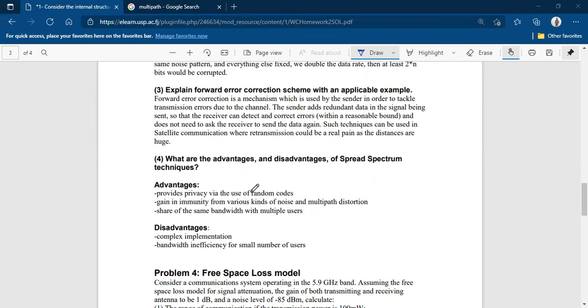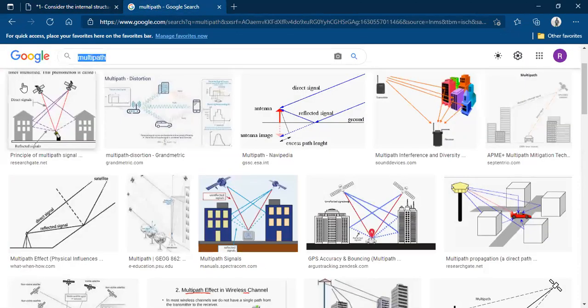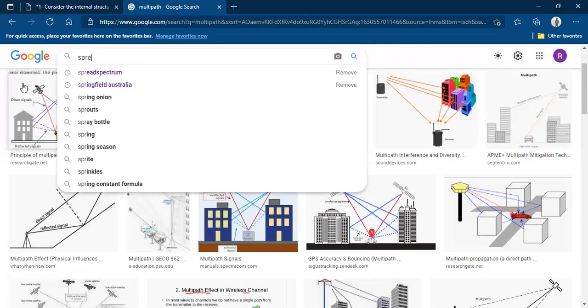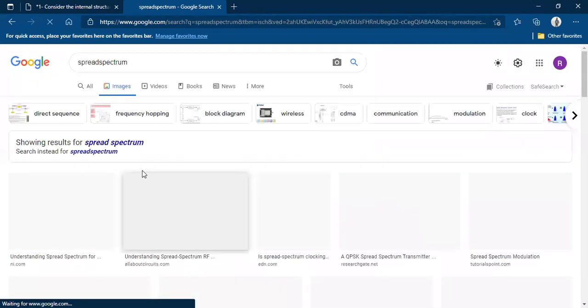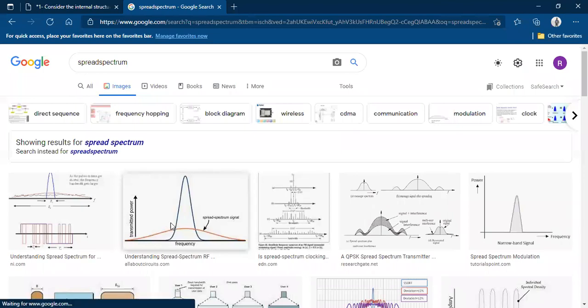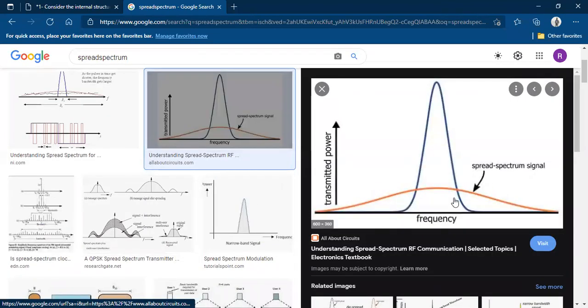Question number 4. What are the advantages and disadvantages of spread spectrum techniques? So let me just show you what spread spectrum is. So we have a signal, let's take this as an example. We have a signal that has a narrow bandwidth, but has high transmitting power.